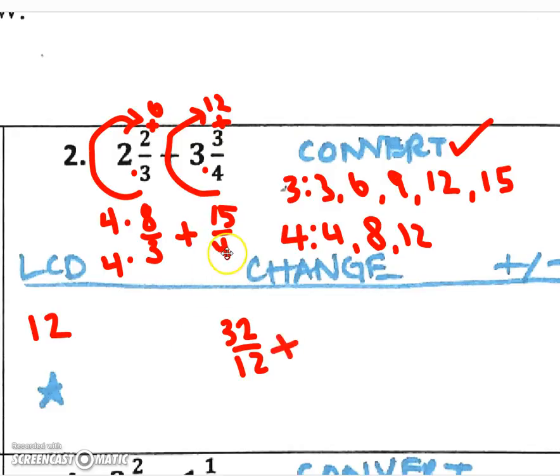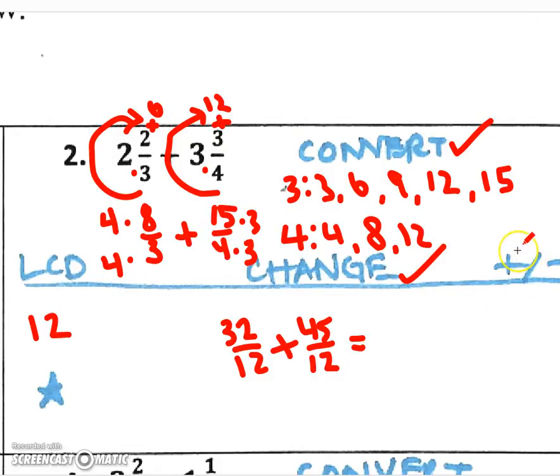I'm going to do the same thing to the other fraction. Again, I ask myself, what do I have to multiply 4 by to make 12? Well, I have to multiply it by 3. Whatever I do to the bottom, I do to the top. So 4 times 3, again, is 12. 15 times 3, 45. I now successfully have a common denominator between my two fractions. So I've successfully changed my fraction.